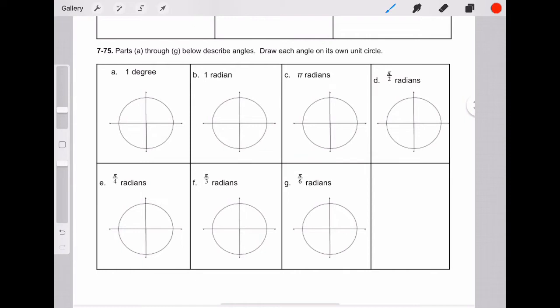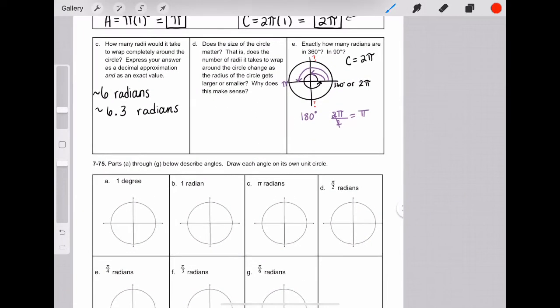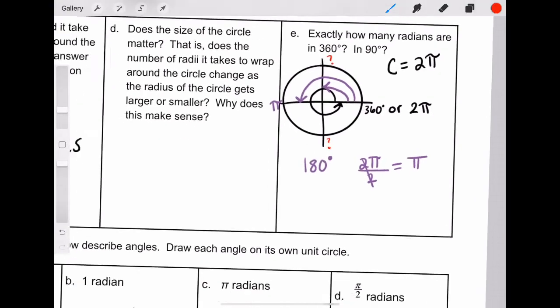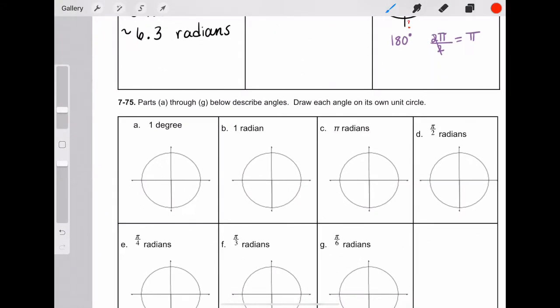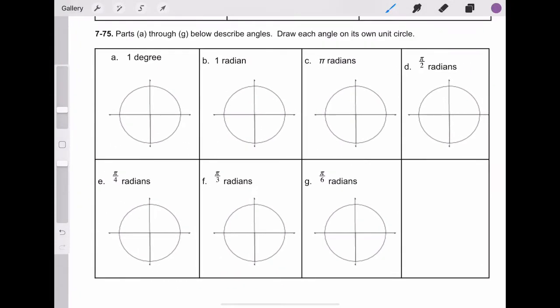Okay, now this very last part, number 75, I just want you to draw each angle on its own unit circle. Okay, so remember that degrees and radians are different. Degrees are tiny. If you look at this, like one little degree, it's going to be small. So we're going to do a couple of these together, and then the rest you'll do on your own. So 1 degree is tiny. So if I'm in degrees, it's like one barely small angle right there. That would be 1 degree.